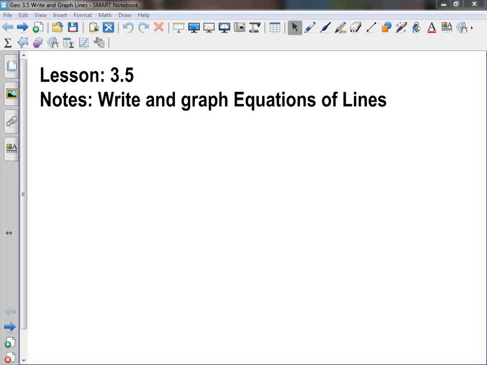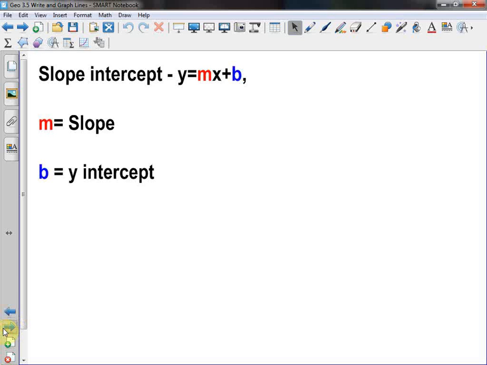Okay, for geometry today, we're going over lesson 3.5, which is writing graph equations of lines. We have covered the first few slides of this already in class, but we're going to go over them again for review. Okay. All right, so here's slope-intercept form, y equals mx plus b, right?